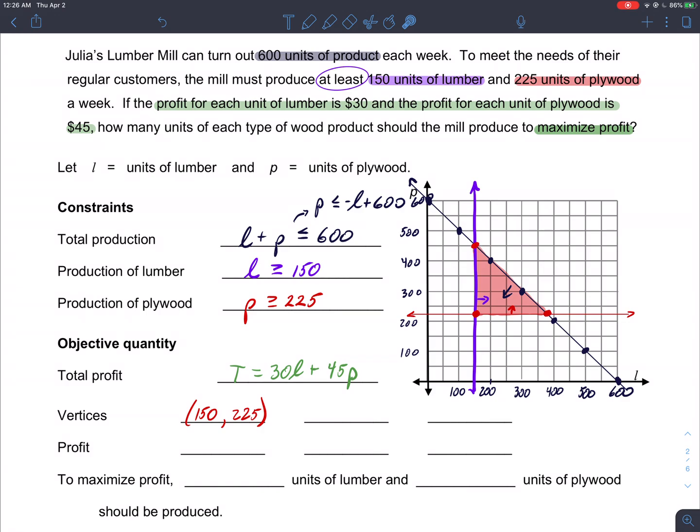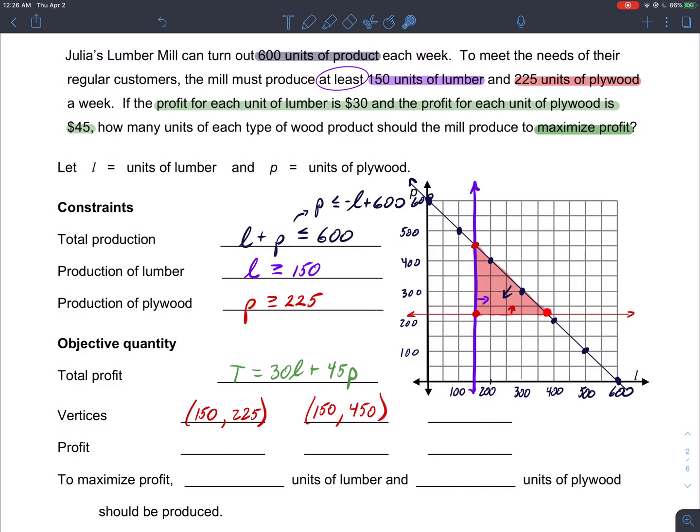This one up here, still at 150. It's still on the purple. 150 on the purple line, and it looks like 450 on the darker line. So it looks like black, but it's really a dark blue. So 150, comma 450. All right.